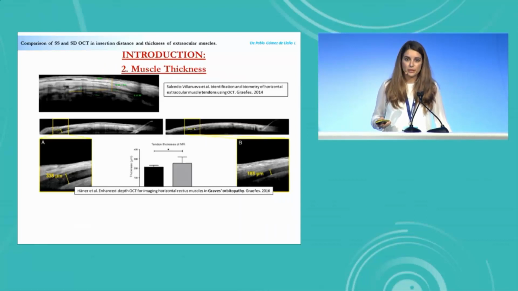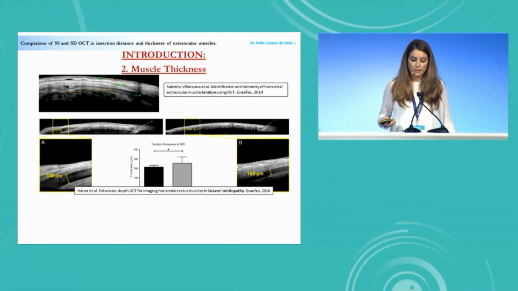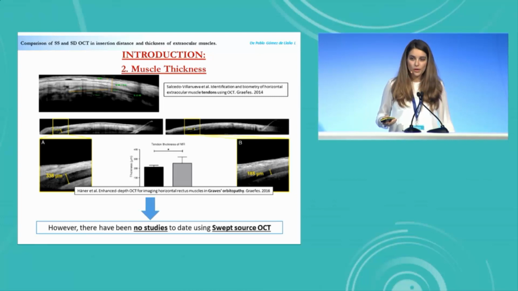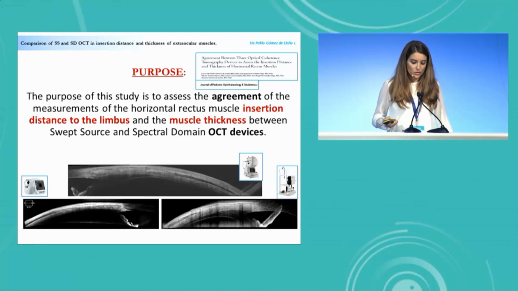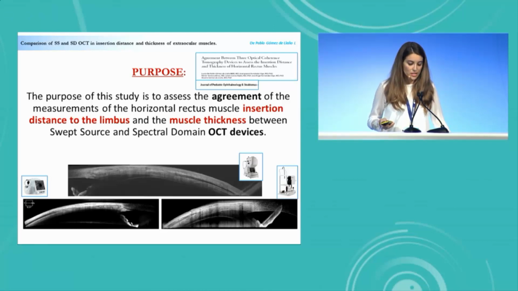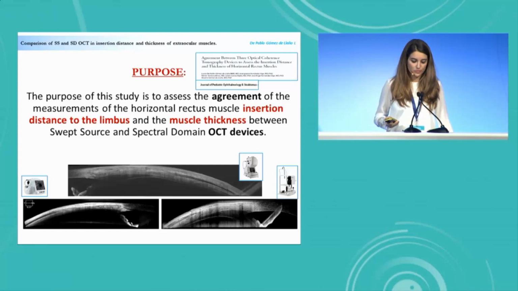The second parameter studied was the muscle thickness, which has been interestingly measured in Graves' ophthalmopathy patients. However, there have been no studies to date using swept source OCT for the assessment of the extraocular muscles. Therefore, the aim of this study is to assess the agreement of the measurements of the horizontal rectus muscle insertion distance to the limbus and the muscle thickness between swept source and spectral domain OCT devices.